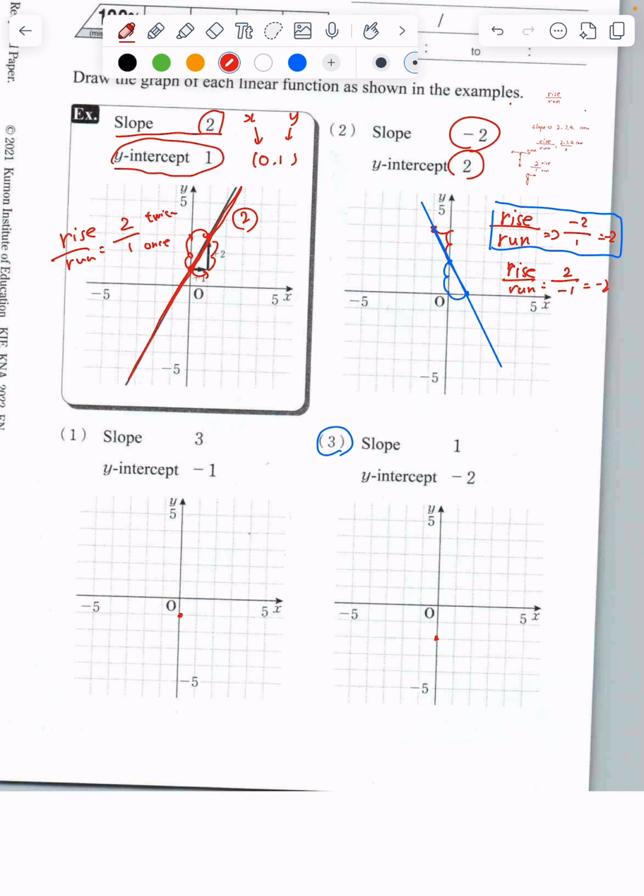My y-intercept in this case is -2. So I have my -2 over here. This is 0, -2. My slope is 1. So rise over run is equal to 1, right? Which means that it's 1 over 1. All right, so if that's the case, I'm going to the right side once, and then I'm going up once. So right side once, up once. New dots is here. Once I connect these two dots together, that's my line.